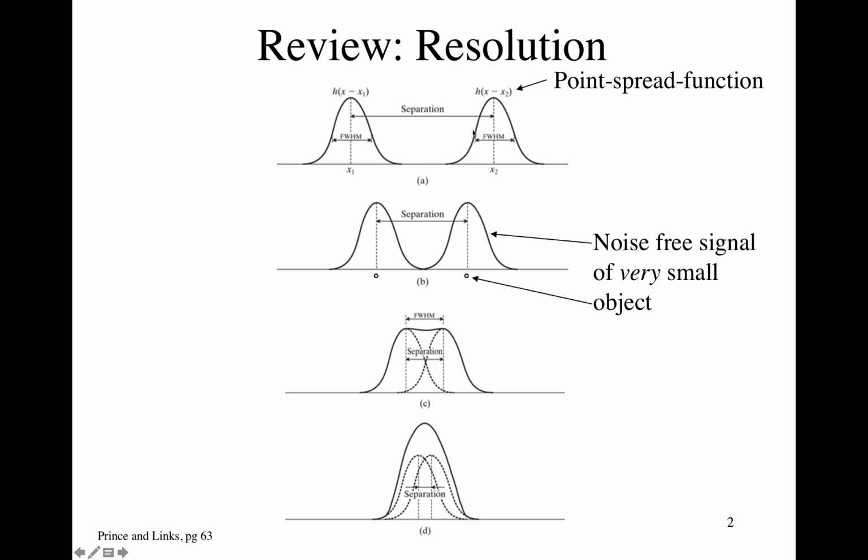And we called this function the point spread function. Here it's h of x minus x2, where x2 is where our point source is. Okay, we're going to look a lot today at what this function h is, the point spread function, and how we model it in imaging systems.